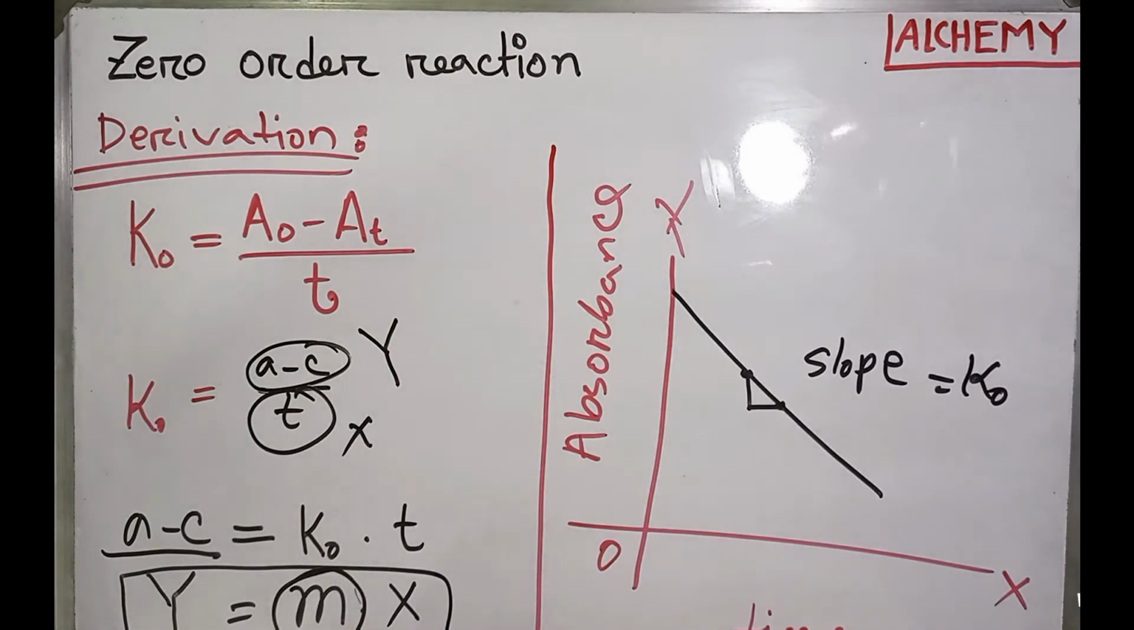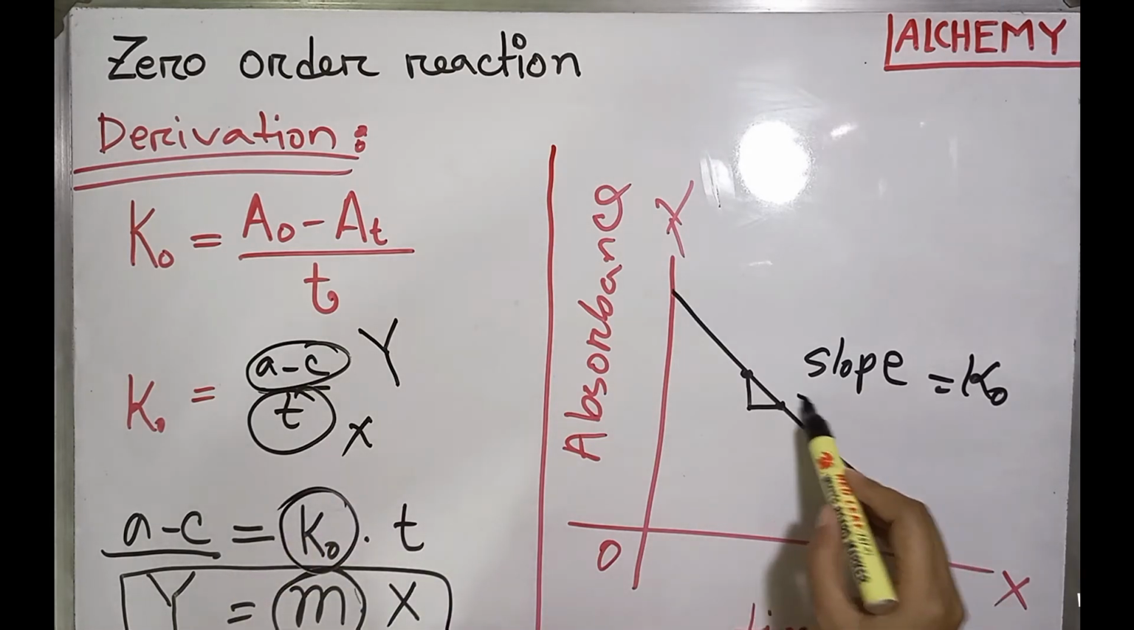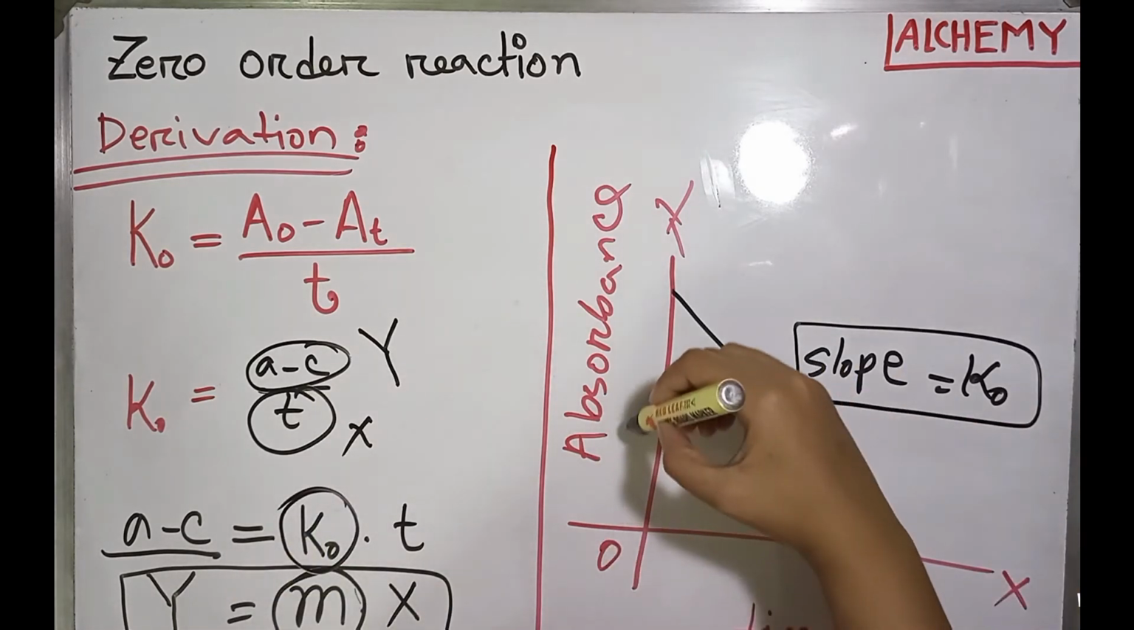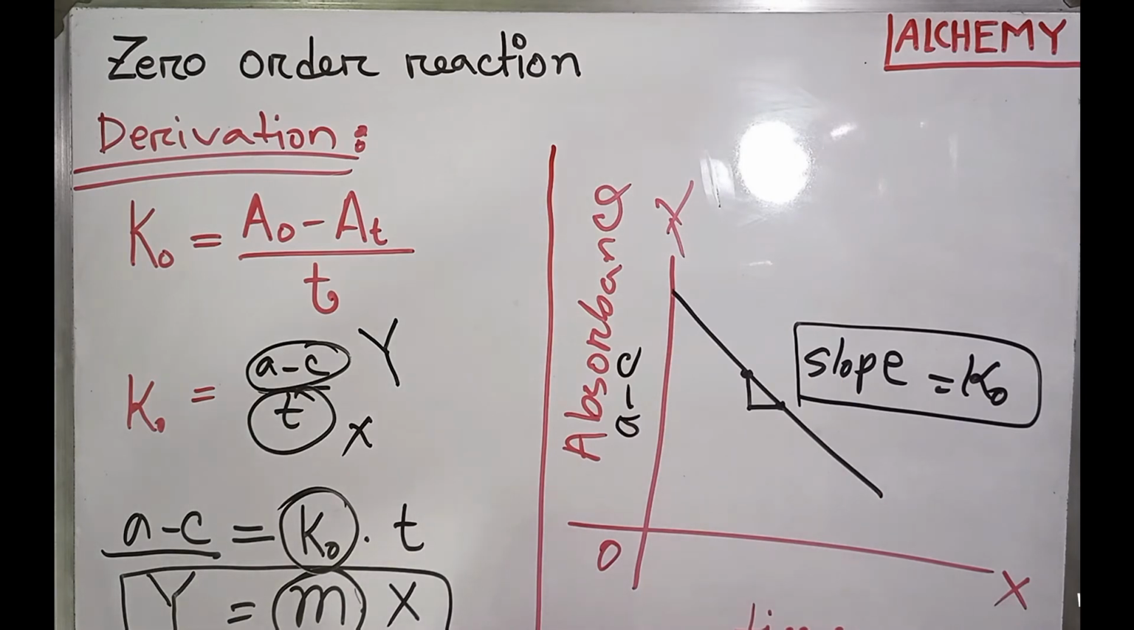Here m is the slope of the straight line. In m we will find k naught, so from the slope we will find k naught easily. So we will plot A minus C on the y-axis and time on the x-axis. Then from the slope we will get k naught. But remember, is the slope negative or positive?